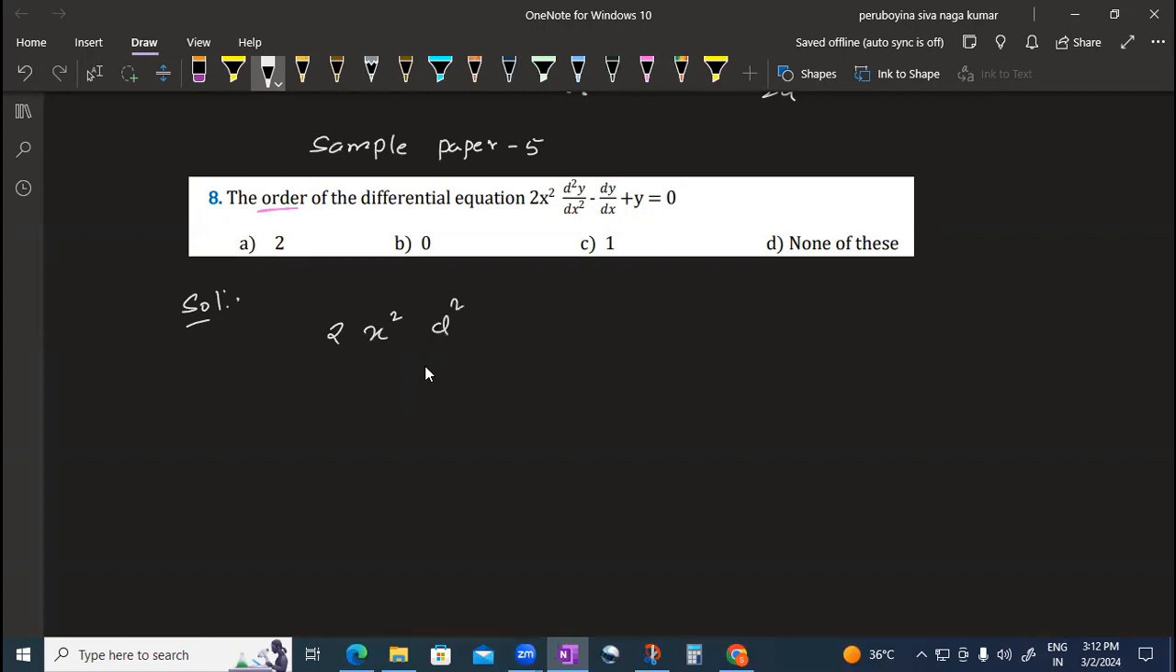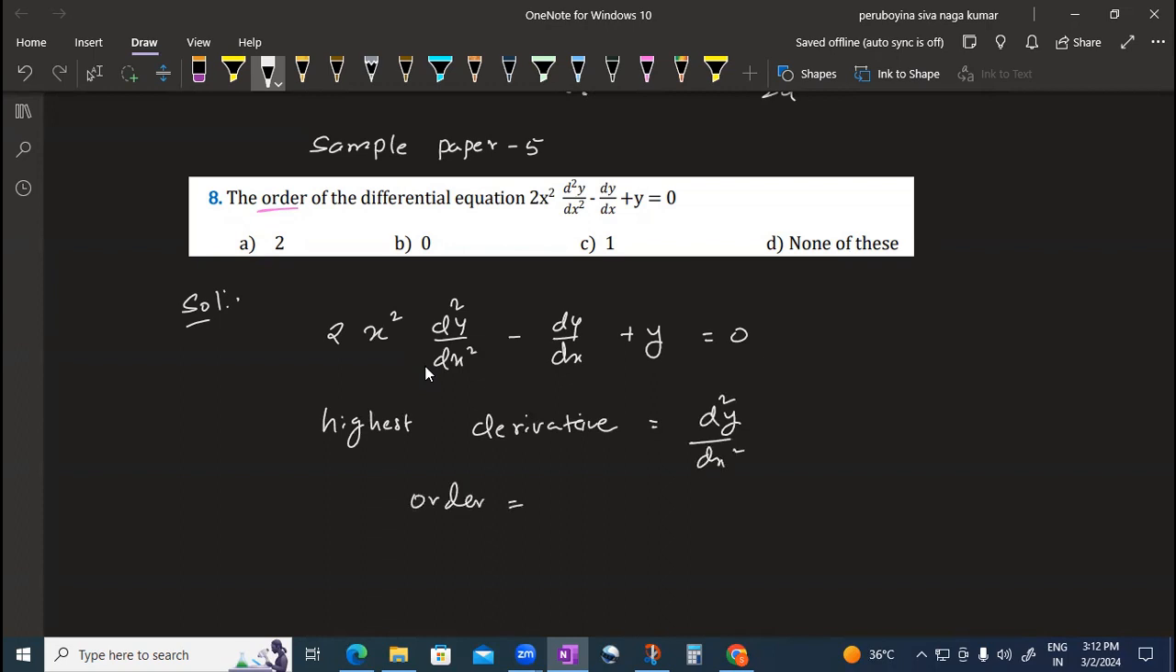2x square into d square y by dx square minus dy by dx plus y equal to 0. So the highest derivative is d square y by dx square. So what is the order then? It was differentiated 2 times.